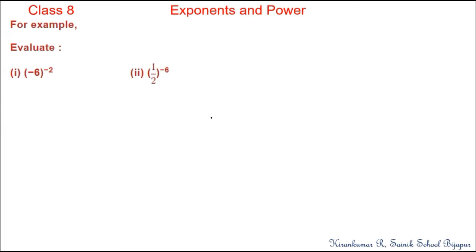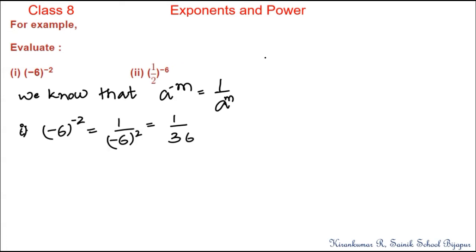Let us solve this question. Evaluate minus 6 to the power minus 2, and the second one is 1 by 2 to the power minus 6. We know that a raised to the power minus m means 1 upon a to the power m. For the first one, minus 6 to the power minus 2, we can write it as 1 by minus 6 whole square. When this negative 6 is multiplied 2 number of times, we get positive 36. So the result is 1 upon 36.